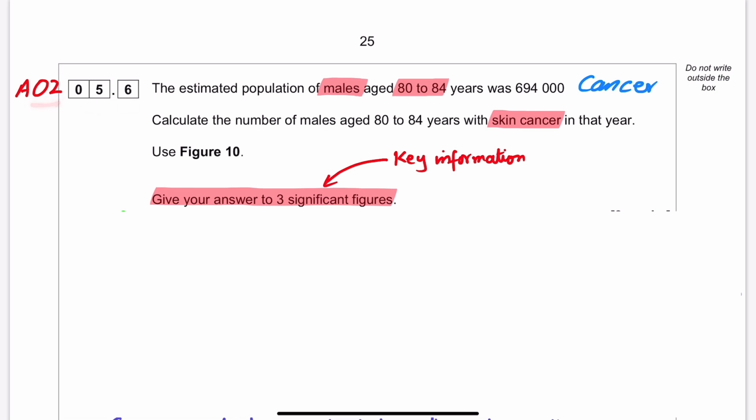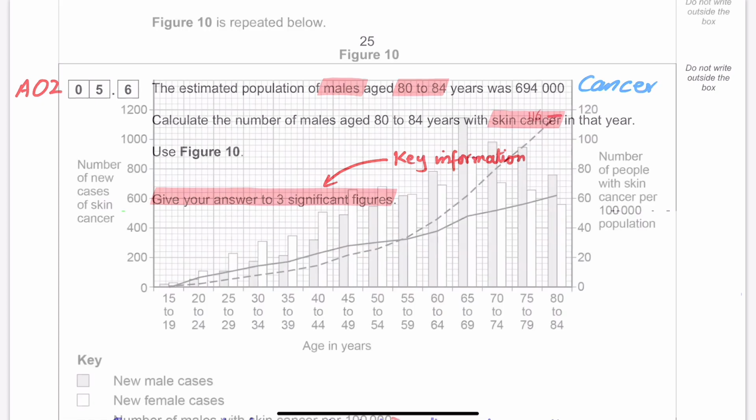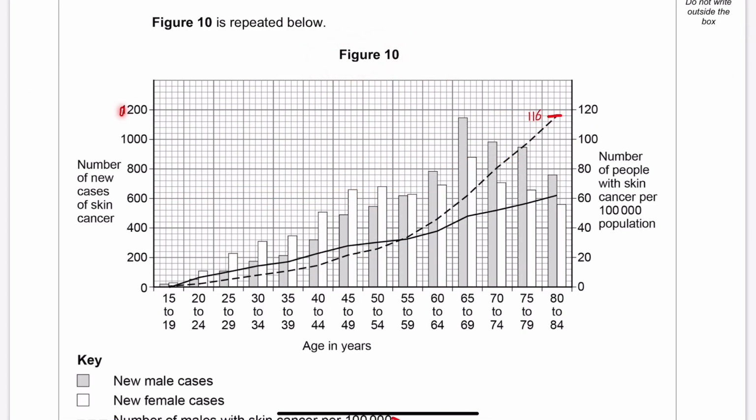5.6 is an AO2 question. The estimated population of males aged 80 to 84 years was 694,000. Calculate the number of males aged 80 to 84 years with skin cancer in that year. Use figure number 10. Give your answer to three significant figures. The total population for the males is given, 694,000, and the data is given for 100,000 only. In figure number 10, we don't need to use this side. We are going to use the trend on the right side.